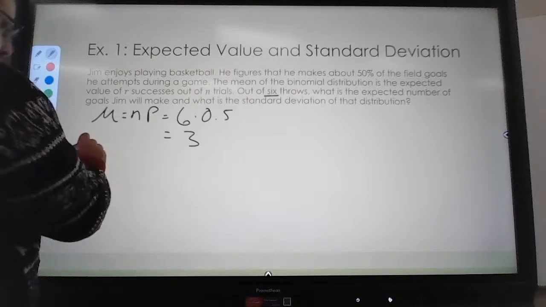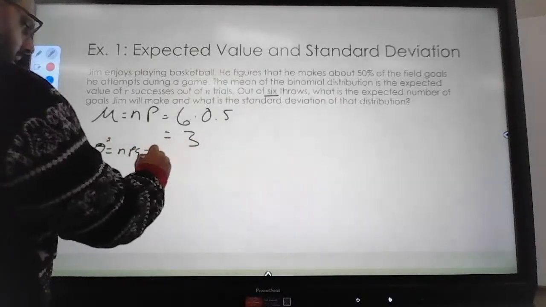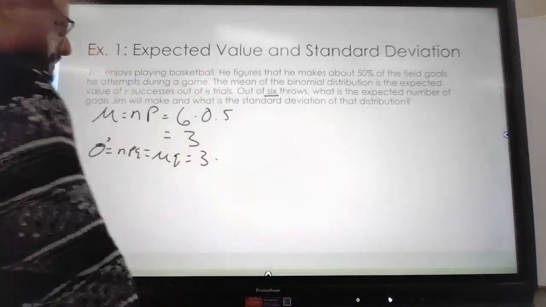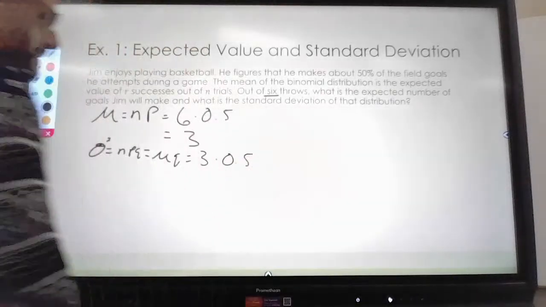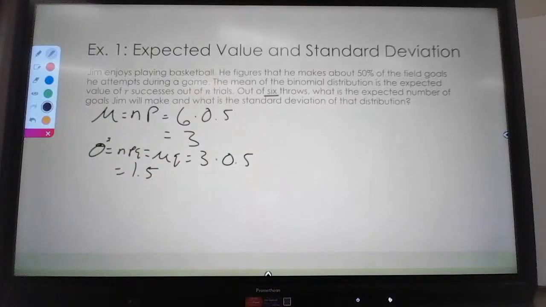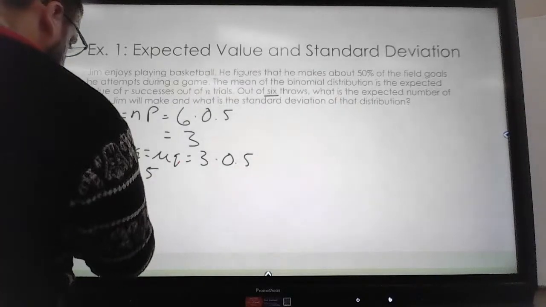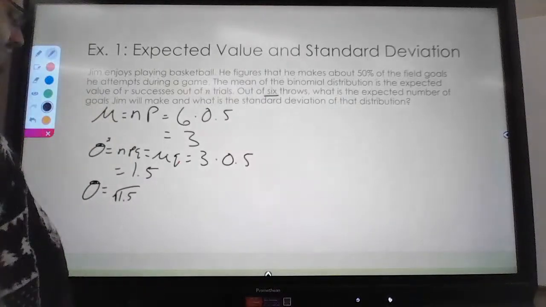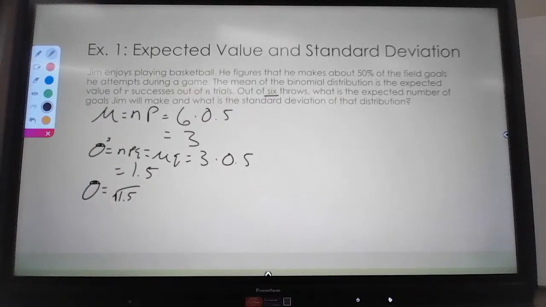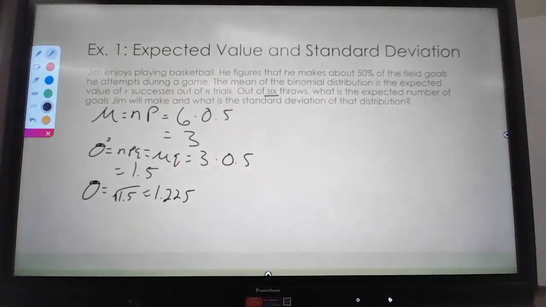Well, if I look for the variance now, this is npq. We already figured out what np is. That's 3. Well, what's the probability of failure? 0.5. That gives me a value of 1.5. And now, of course, to find the standard deviation, I'm going to take the square root of that 1.5. I'm going to do 3 decimal places. I get a value of 1.225. This is my standard deviation.